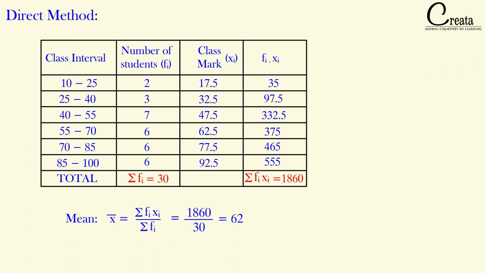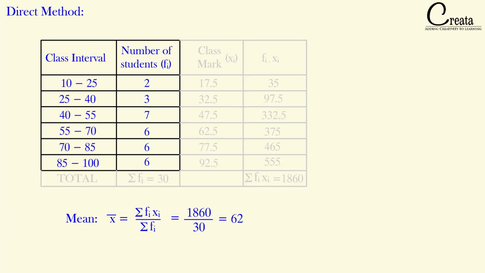This method is called the direct method. Let's summarize what the direct method is. In the direct method, we have grouped the data into class intervals. We got the table in the form of class intervals and the number of students.